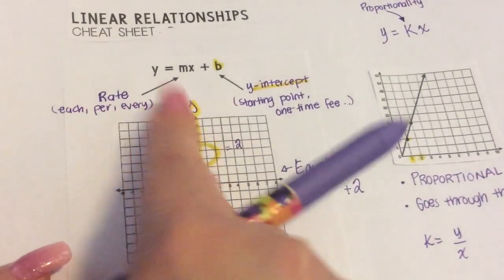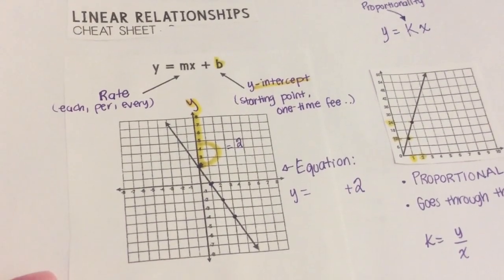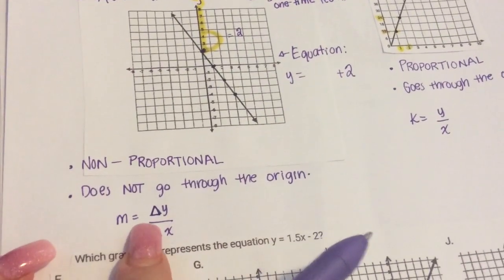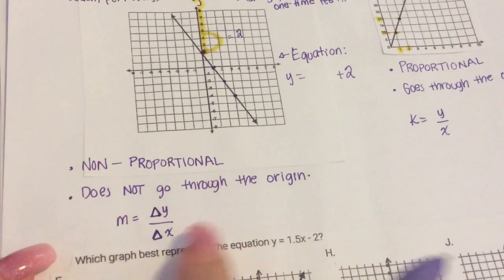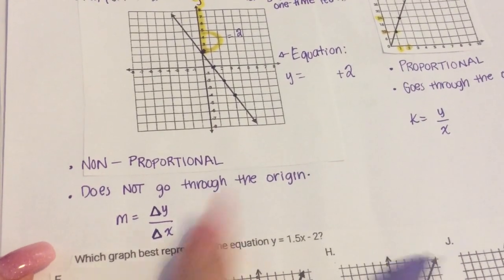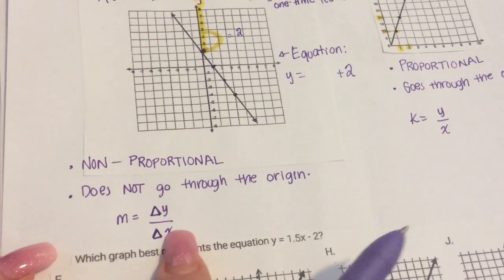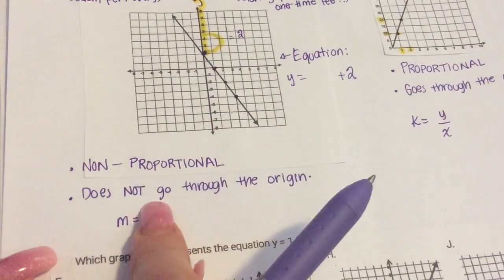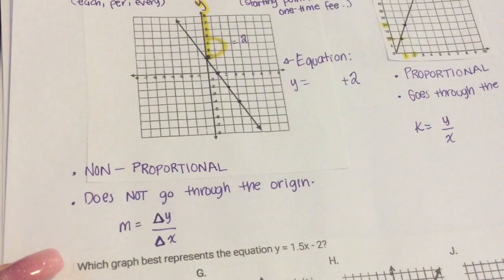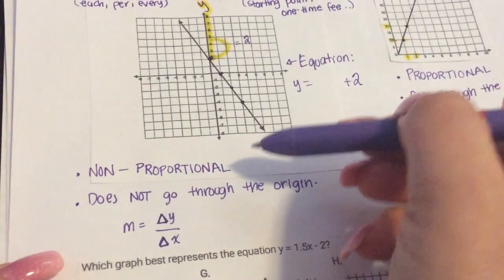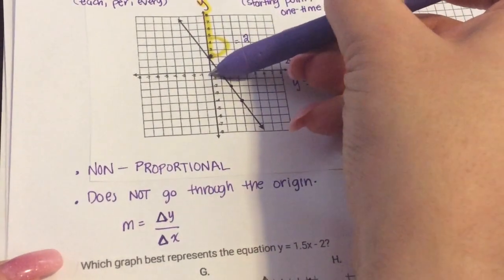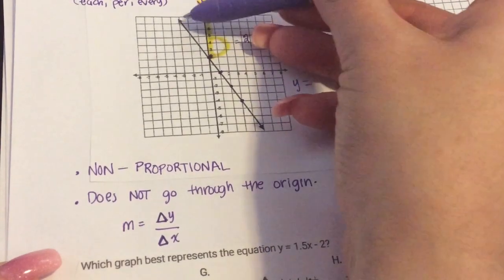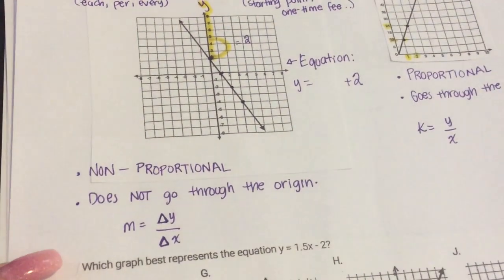Then we need to figure out the m. In order to get the m, we're going to use this formula that says delta y over delta x, which is not the same as y over x. We need to find out the difference between y points and x points, and we'll see how to figure that out. Just to mention, any line that does not go through the origin is called a non-proportional relationship.